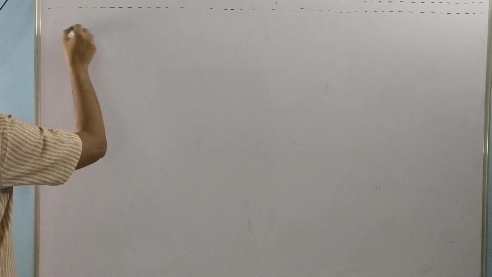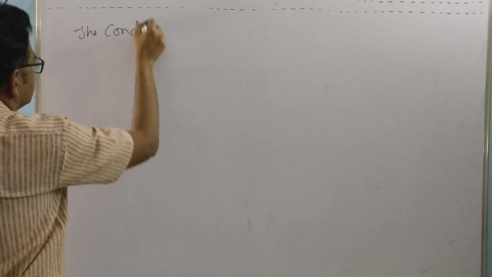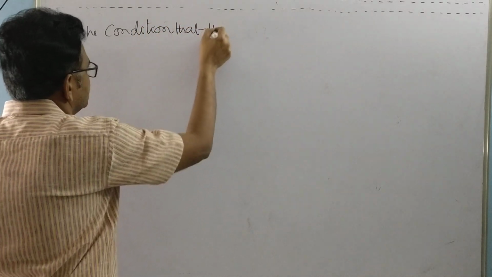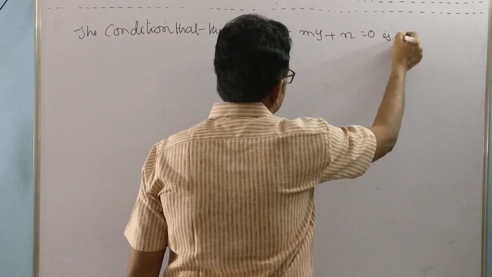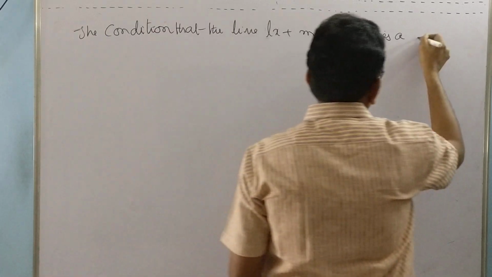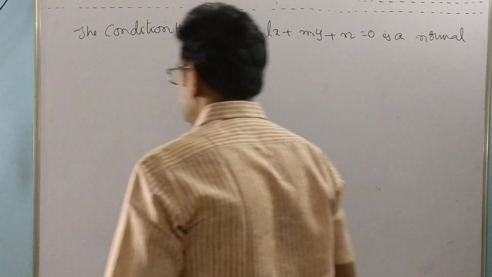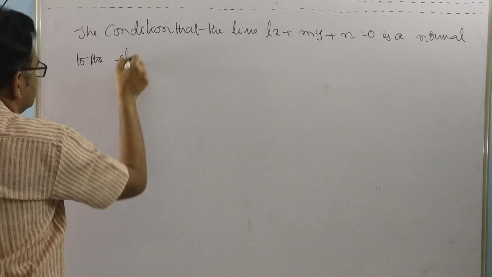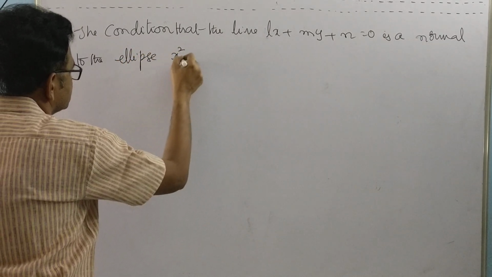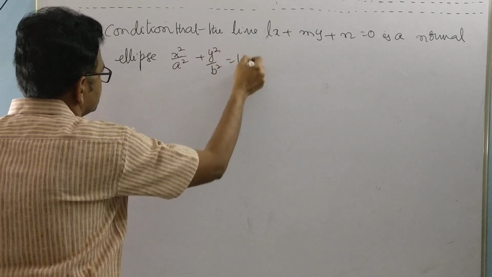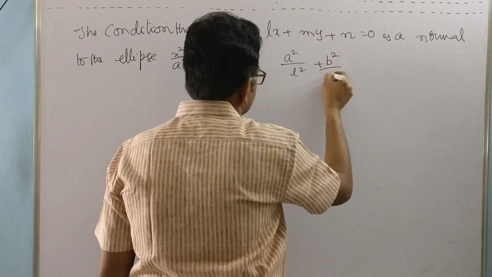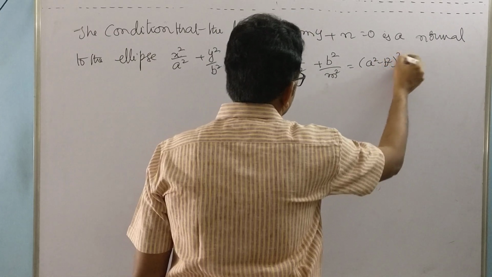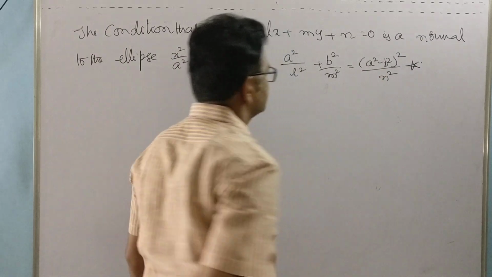Next one, the condition that the line Lx plus My plus N equal to 0 is a normal to the ellipse x square by a square plus y square by b square equal to 1 is a square by l square plus b square by m square equal to a square minus b square whole square by n square. So this is the condition for normal.